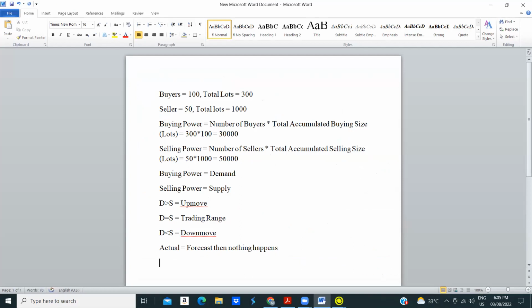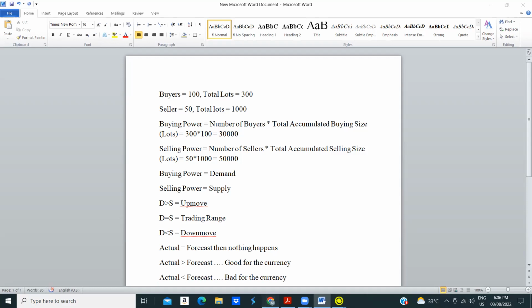All right, if actual is greater than forecast, what happened? It's good for the currency. If actual is less than forecast, then it is bad for the currency. Got it? This is bad for the currency.